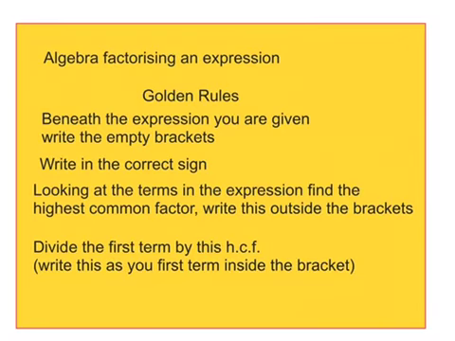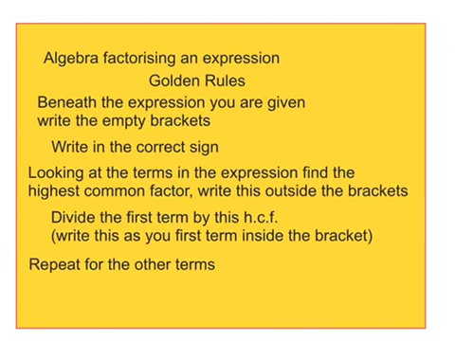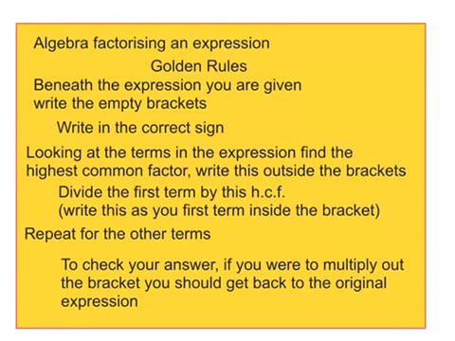And looking at the first term in your expression, you want to divide that term by the highest common factor. So the number that you took outside of the bracket, your highest common factor, that's what you're dividing the first term by. And your answer to that then becomes your first term inside the bracket. Then repeat that for all of the other terms in the expression. And finally, if you wanted to check your answer, you would do that by multiplying out the bracket, and that would of course get you straight back to the original expression.